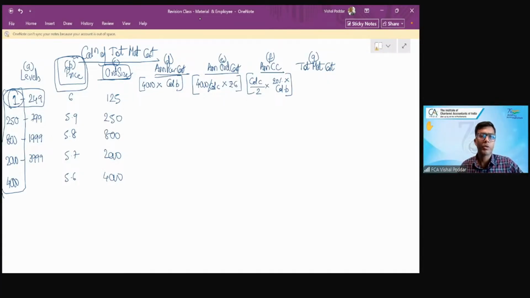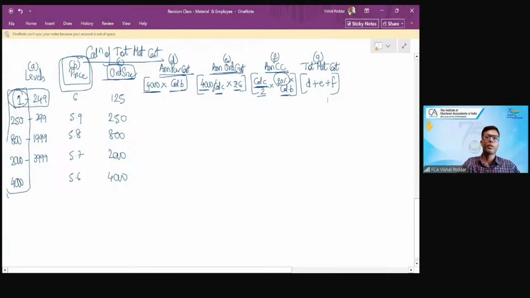So annual purchase cost is AR, which is 4,000 given into purchase price, which is column B. Annual ordering cost is AR, which is 4,000 upon order size, which is column C, into cost per order, which is 6 rupees. Carrying cost is order size, which is column C, upon 2 to give you the average stock, multiplied by your C, which is 20% of purchase price, which is column B. And then finally, I have D plus E plus F, which is my total material cost. So these are the workings.